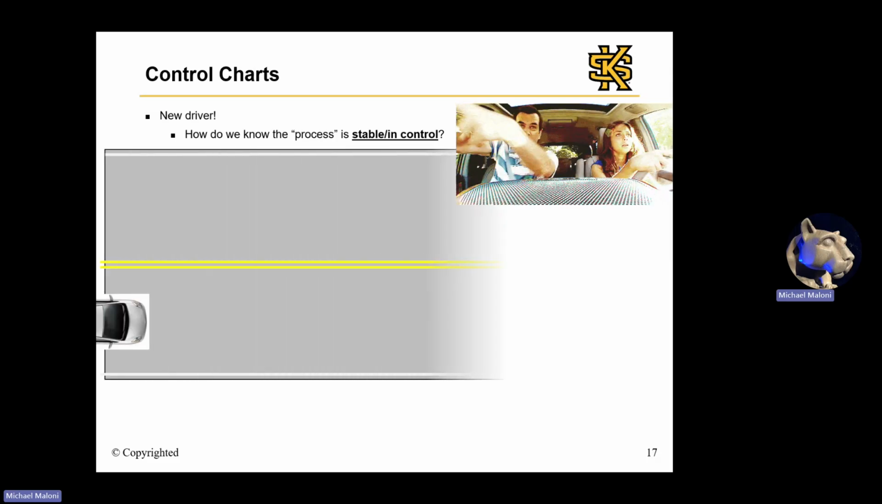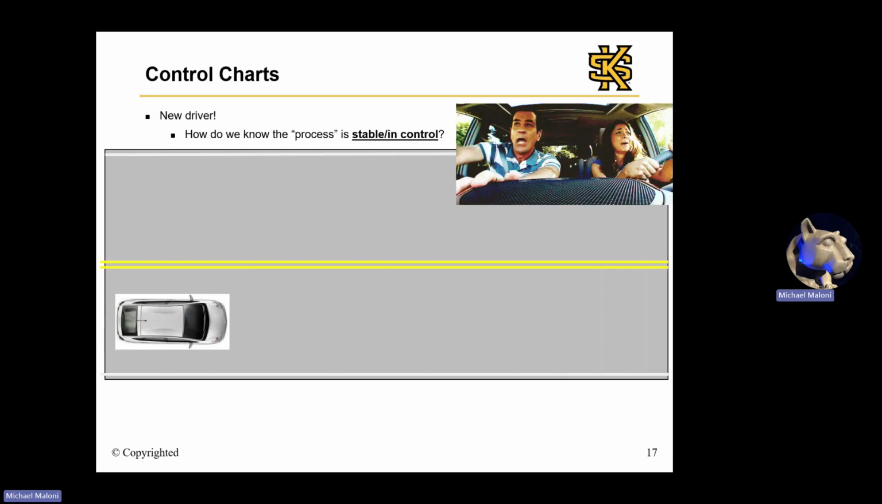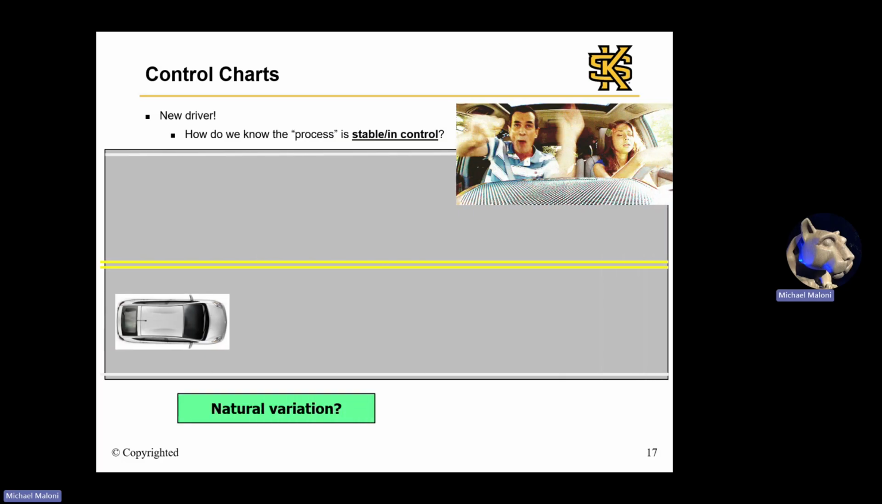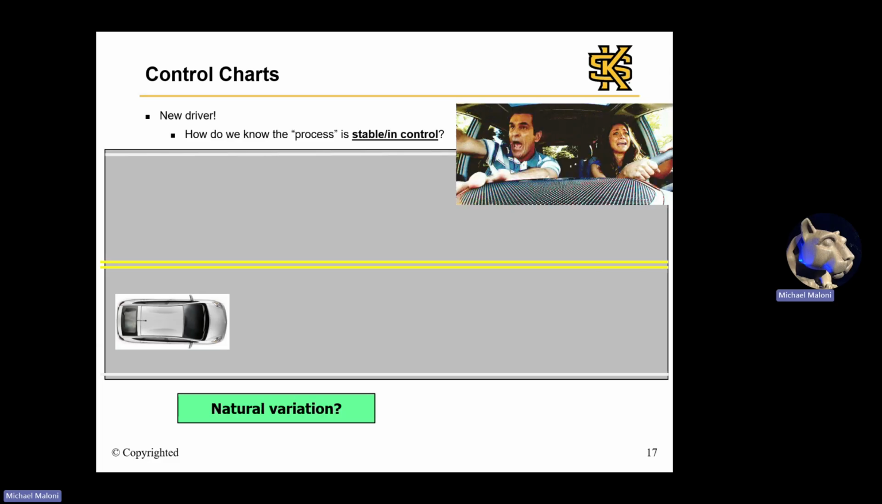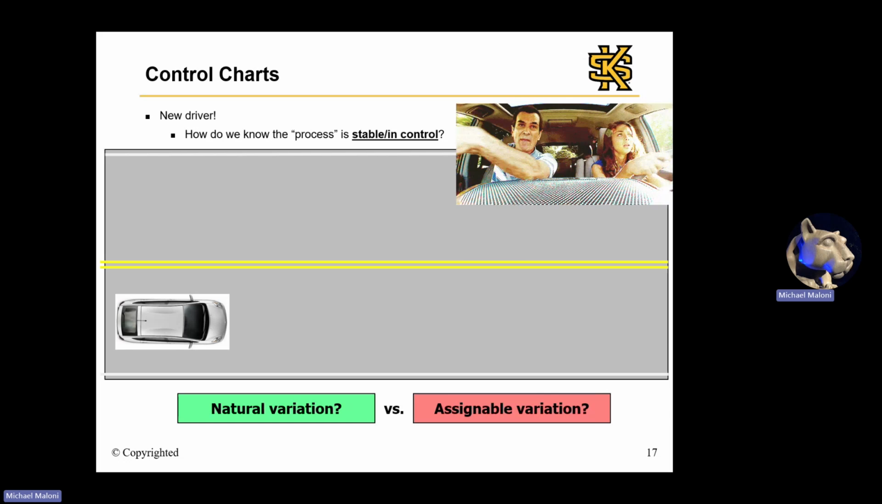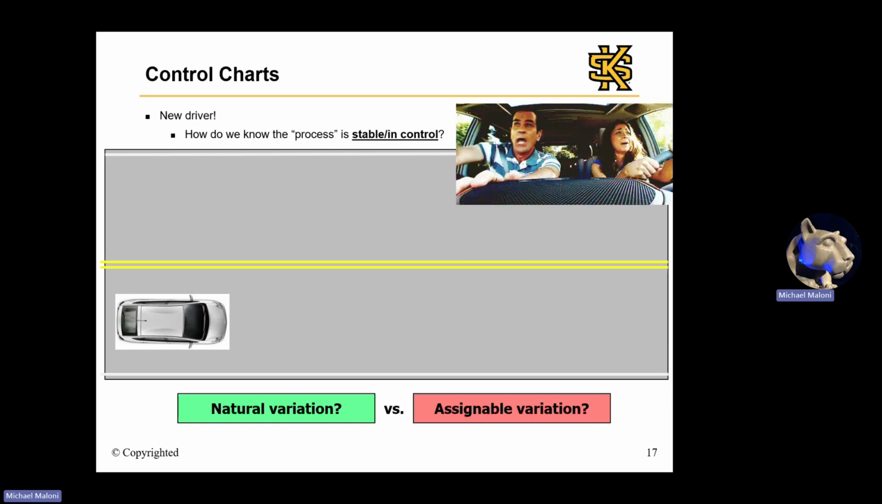Consider the road itself. What helps us to differentiate stable, meaning in control driving, that would be natural variation, versus unstable, out of control driving, that would be assignable or non-random variation.